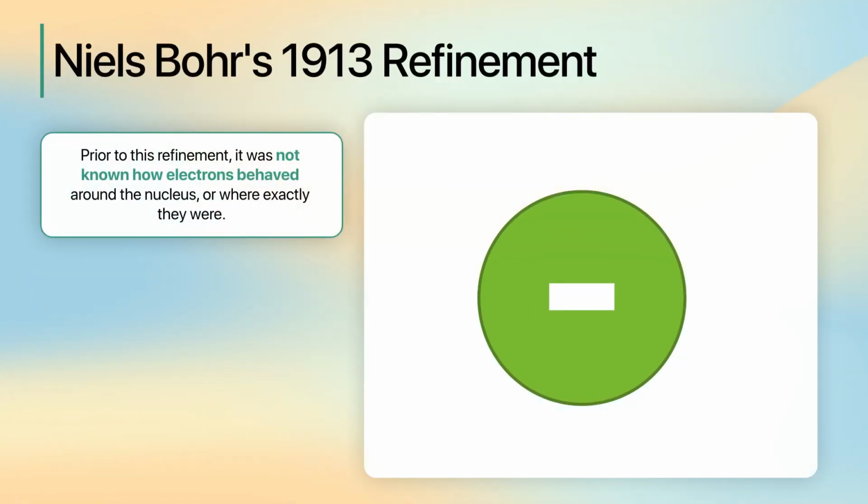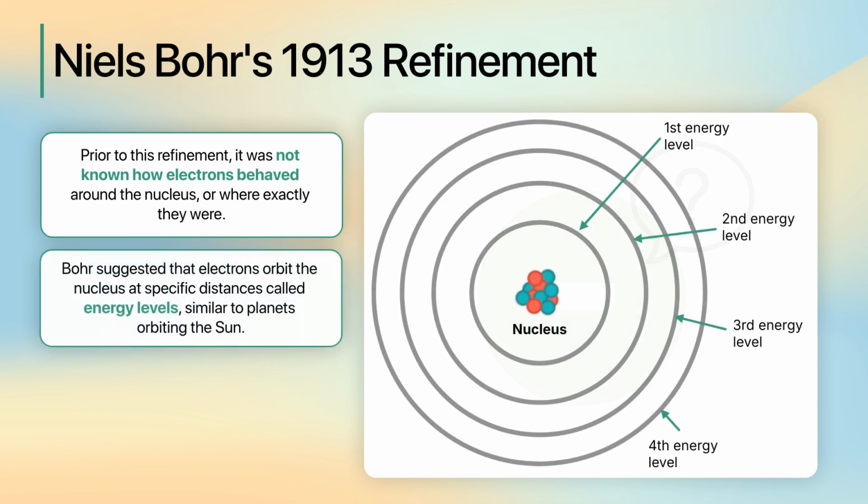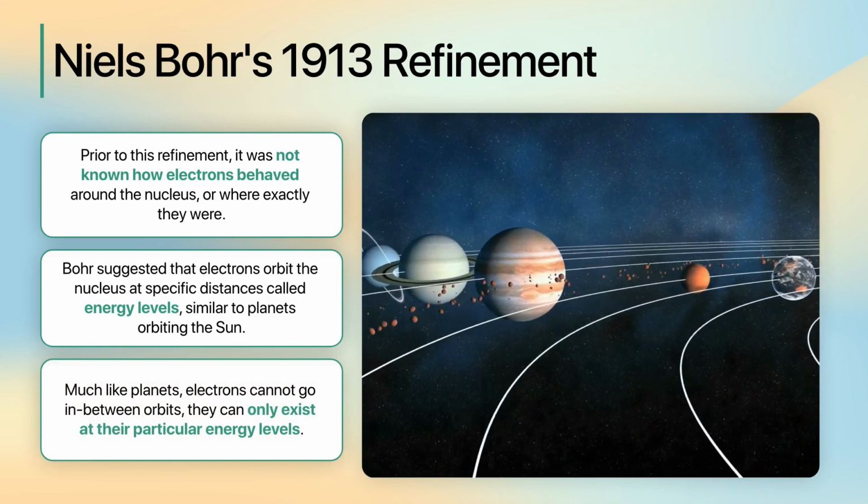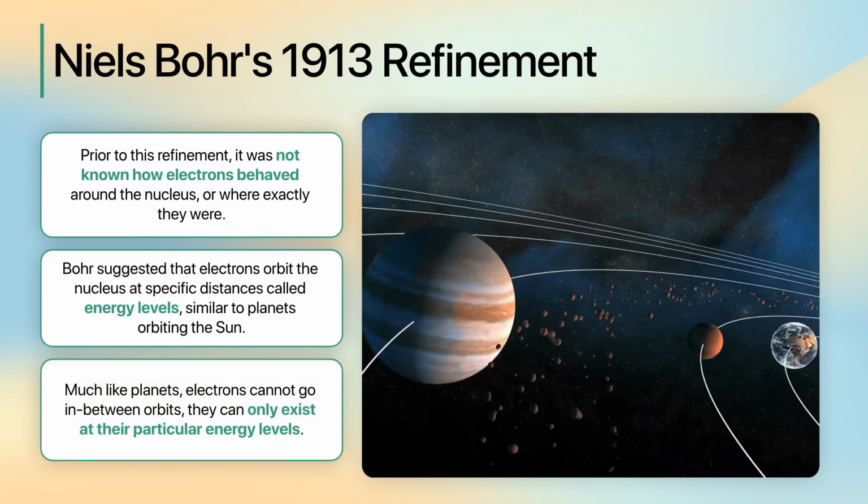Prior to this refinement, it was not known how electrons behaved around the nucleus, or where exactly they were. Bohr suggested that electrons orbit the nucleus at specific distances called energy levels, similar to planets orbiting the Sun. Much like planets, electrons cannot go in between orbits. They can only exist at their particular energy levels.